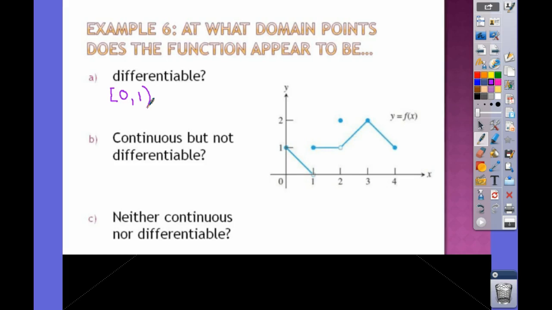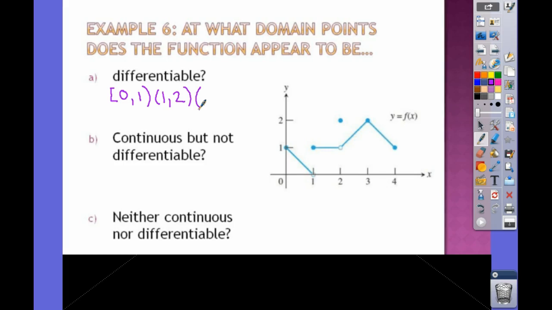From 1 to 2. Because what happens at 2? You have a corner, right? And a jump. But the corner is almost more important. It's not differentiable. 1 would be included here because it'd be continuous, but it's not differentiable at 1.